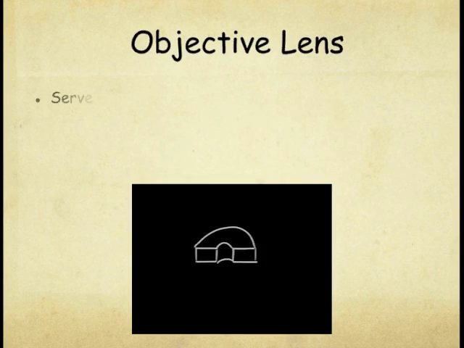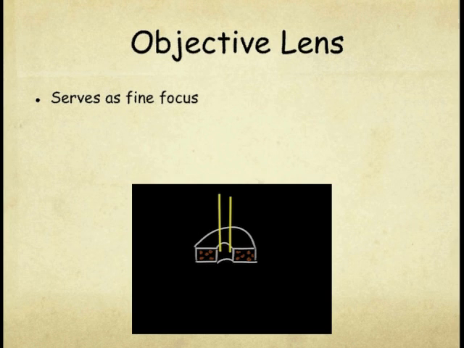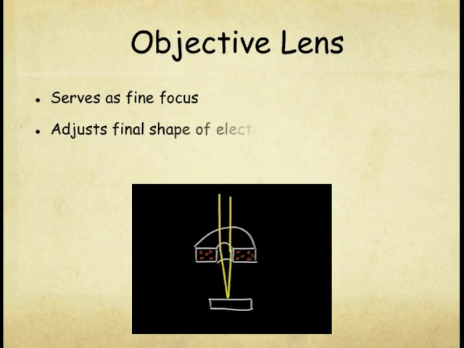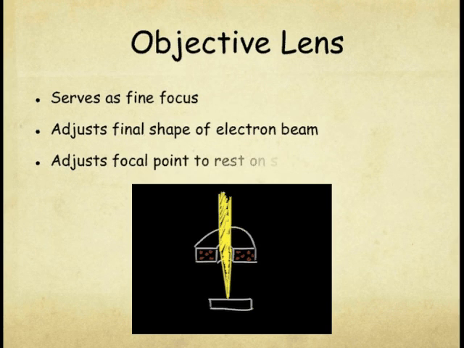The objective lens is another electromagnetic lens which serves as a final fine-tuning of image focus. It does this by adjusting the final shape of the electron beam and by adjusting the focal point of the beam so that it converges to a single point on the specimen surface.